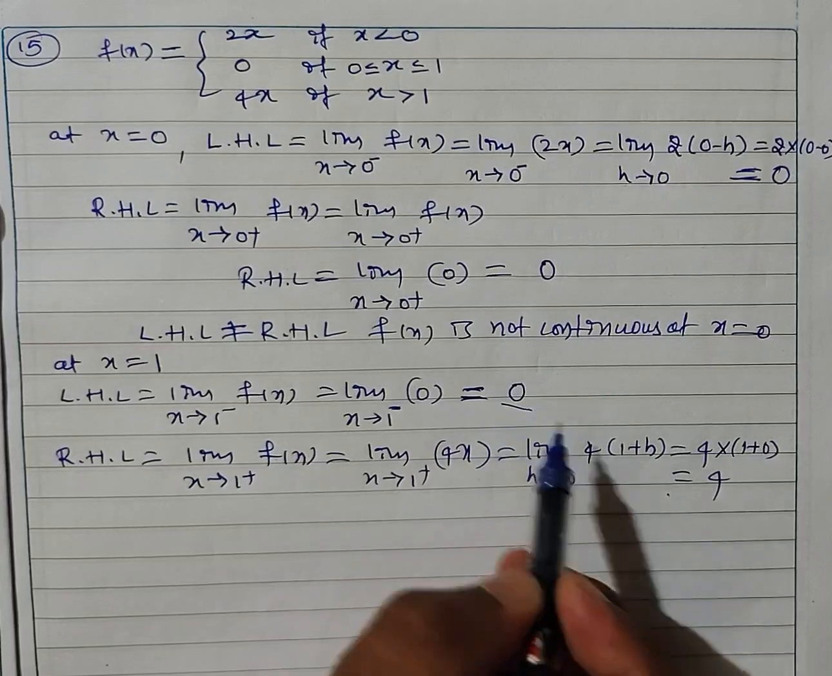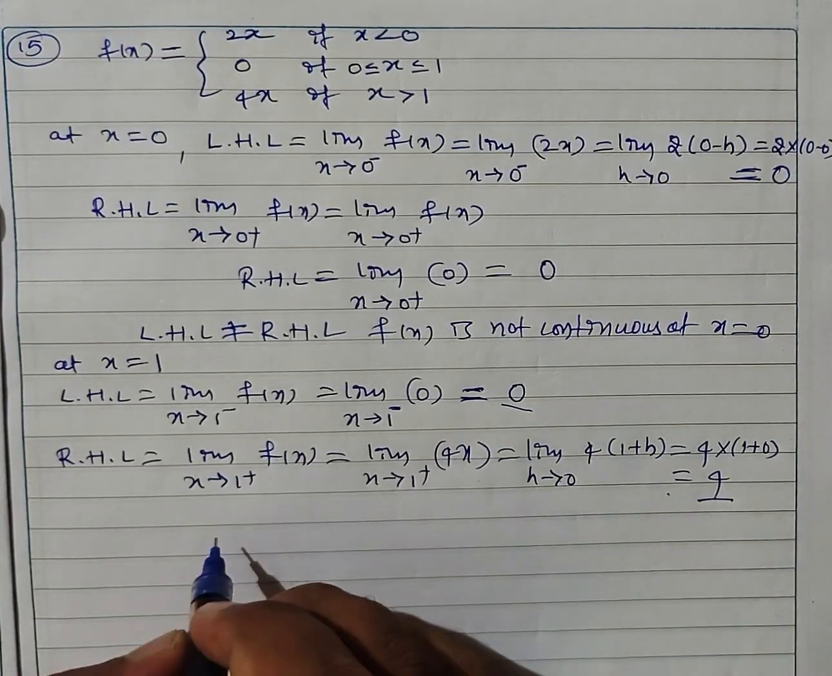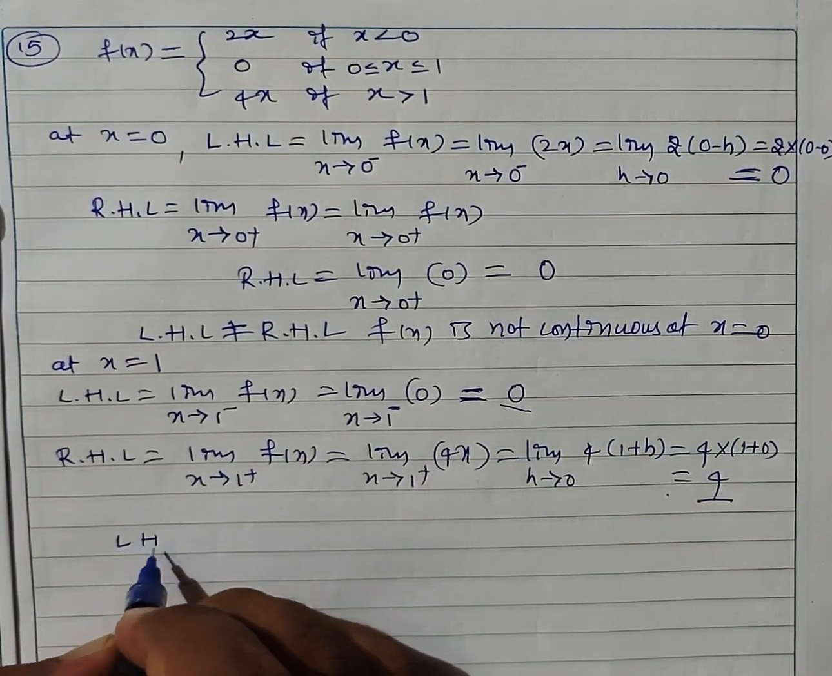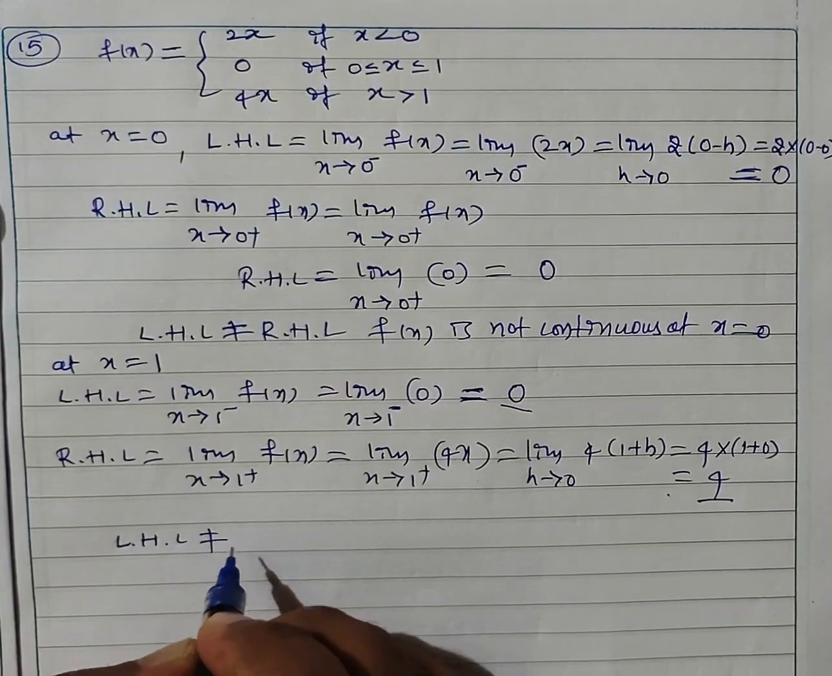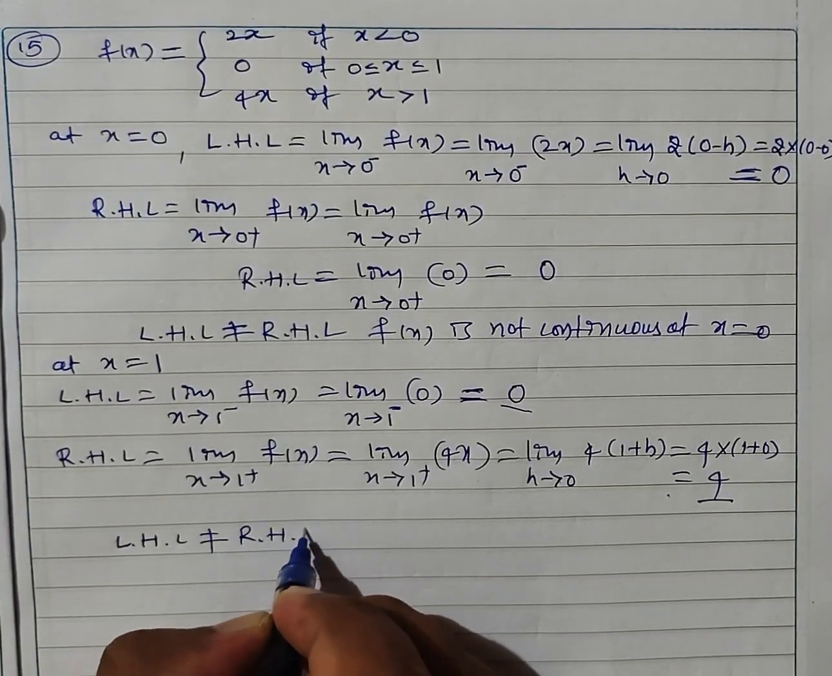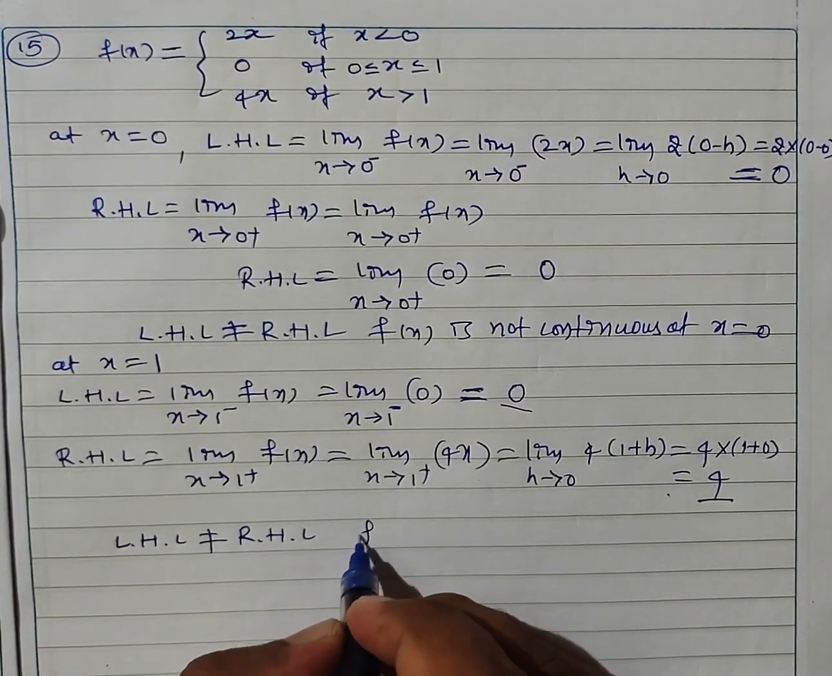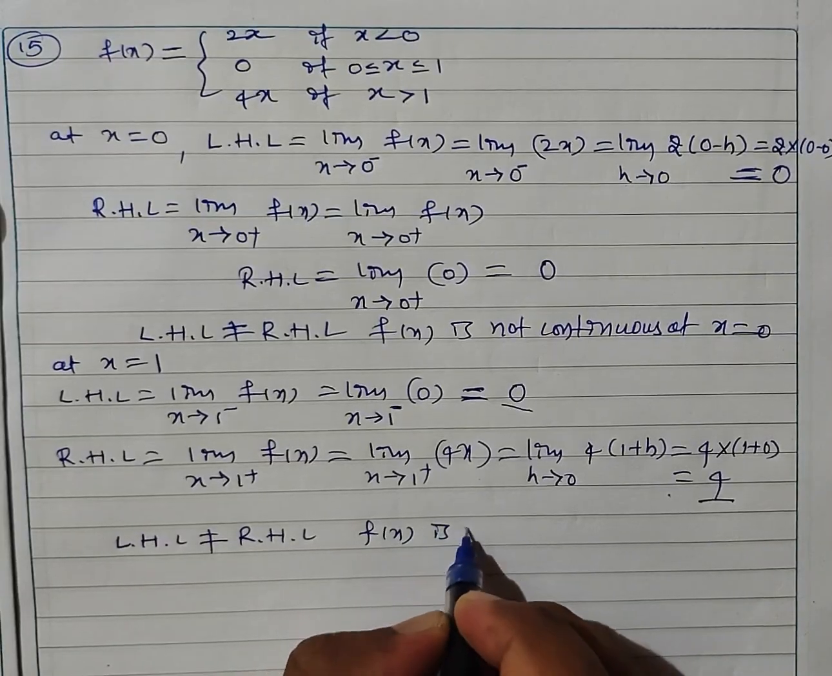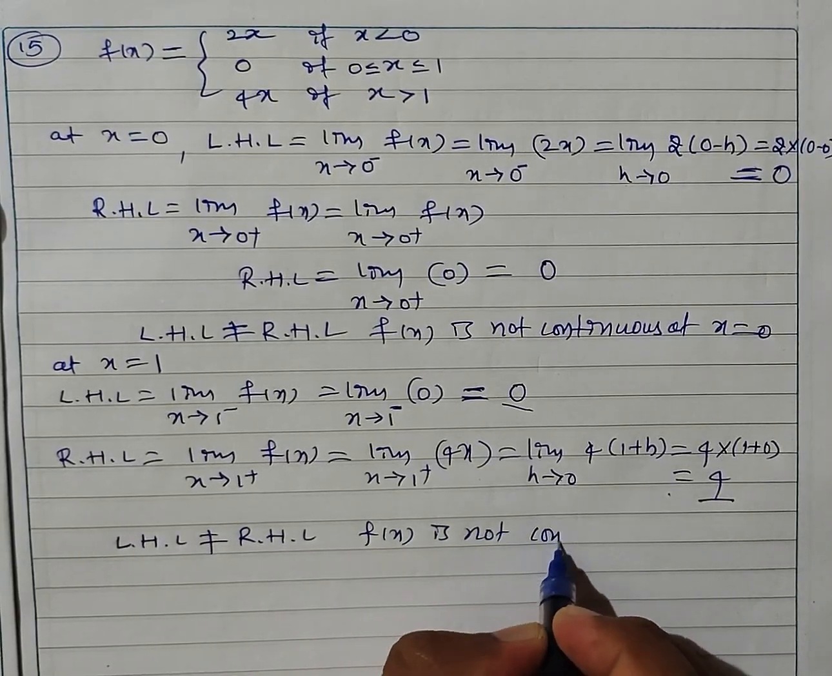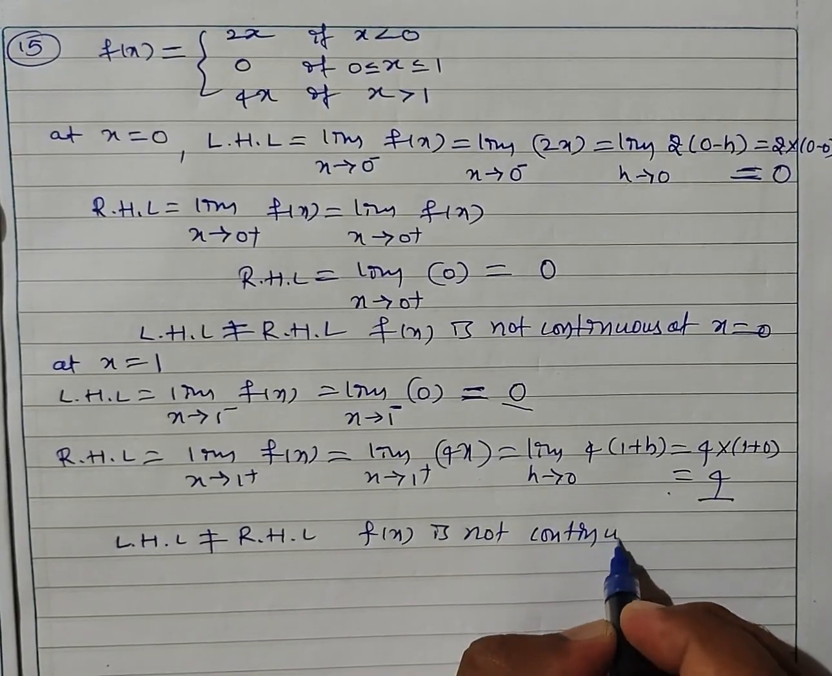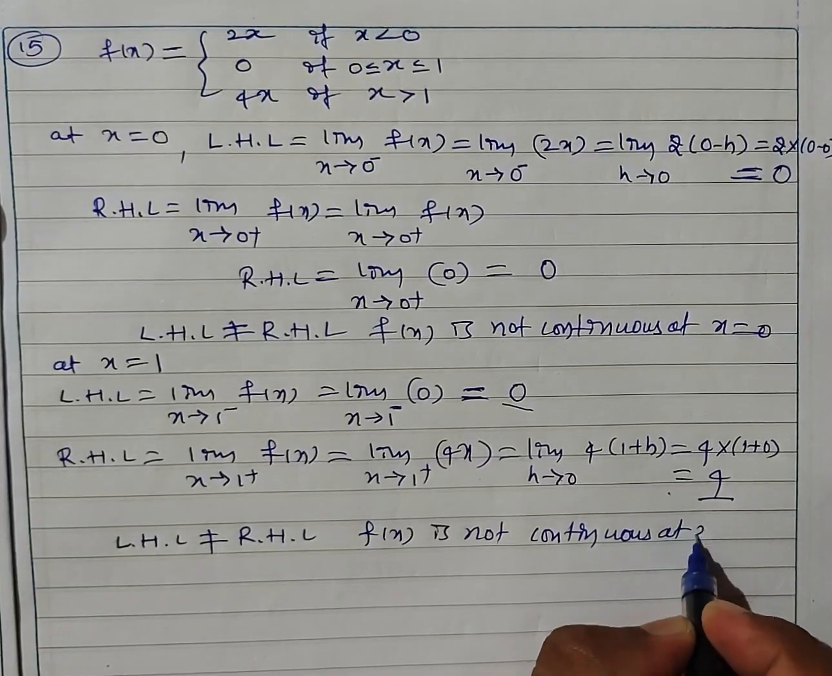Left hand limit is 0. Right hand limit is 4. Then left hand limit is not equal to right hand limit. Then f of x is not continuous at x is equal to 1.